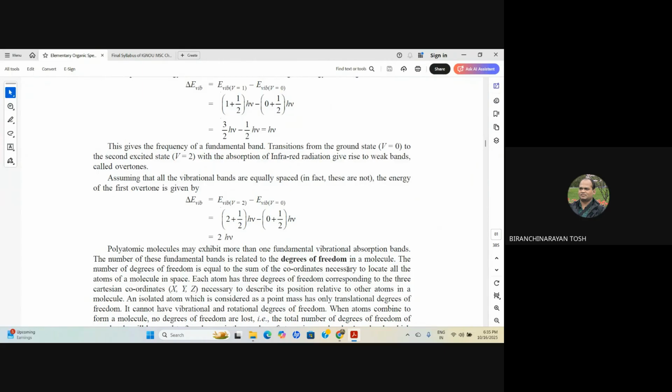Single atom I am telling, but infrared spectroscopy deals with the molecule, not with the atom. So simply consider a diatomic molecule, for example carbon monoxide, CO.